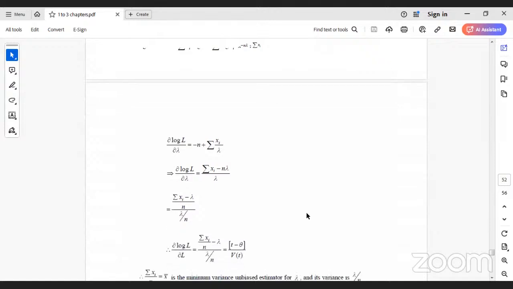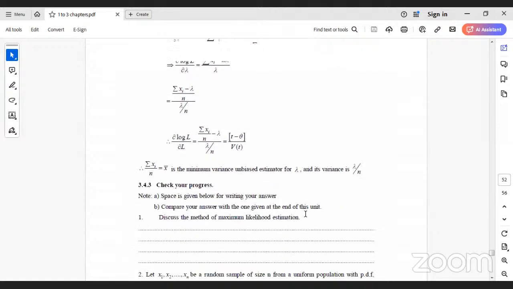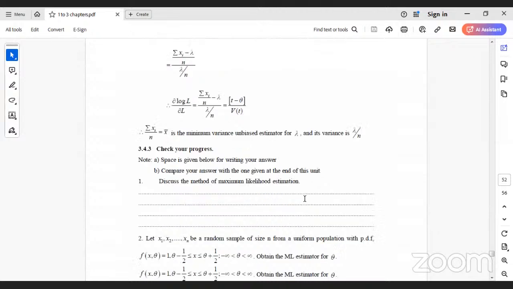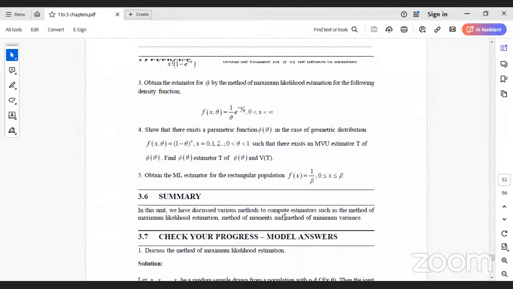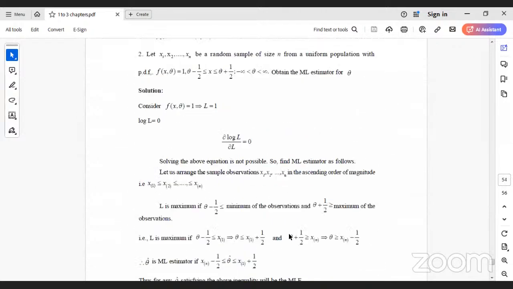So therefore, the condition is ∂ log L by ∂λ equals n by lambda times (summation of x_i by n minus lambda). So summation of x_i by n, that is x bar, is the minimum variance unbiased estimator of lambda, and the variance is lambda by n. This exercise is one of the more important questions for this unit. Next we will go to another unit.